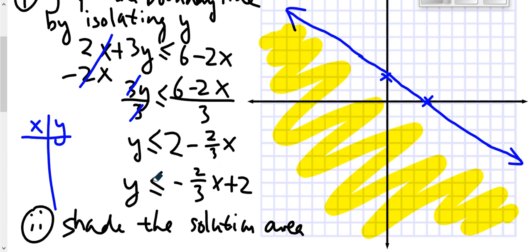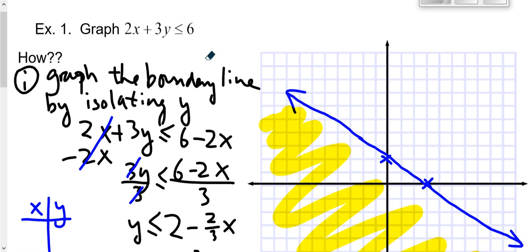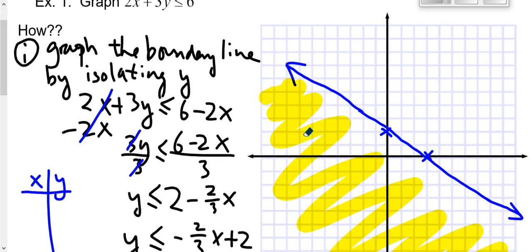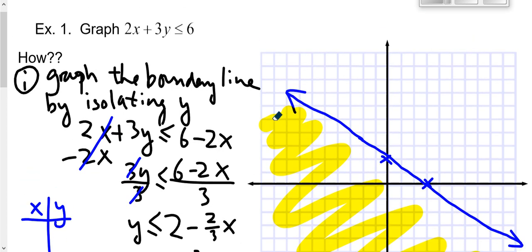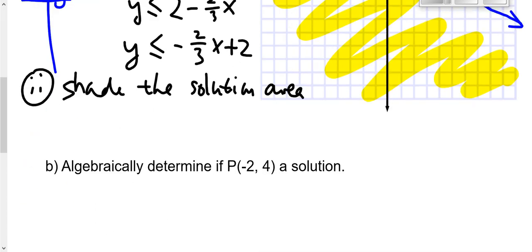This form, the slope-intercept form, help us to graph this, find the solution area. However, it might make more sense to look at this. It says 2x plus 3y is less than or equal to 6. So that means if you pick any point here with a particular x and y value, the sum would be less than 6. So let's go to part B here. Part B, algebraically determine if the point -2 and 4 is a solution.